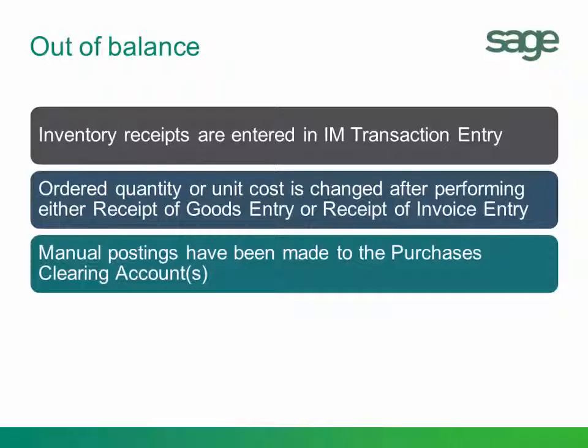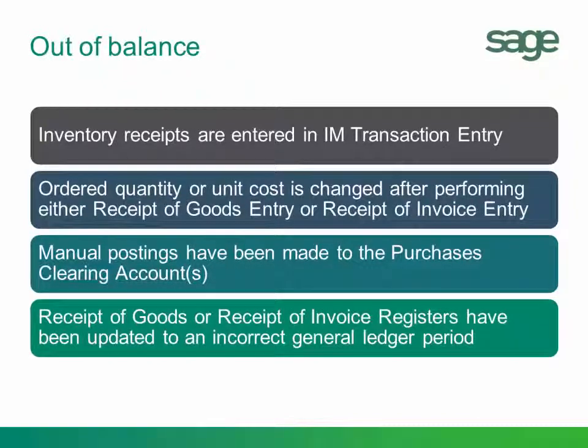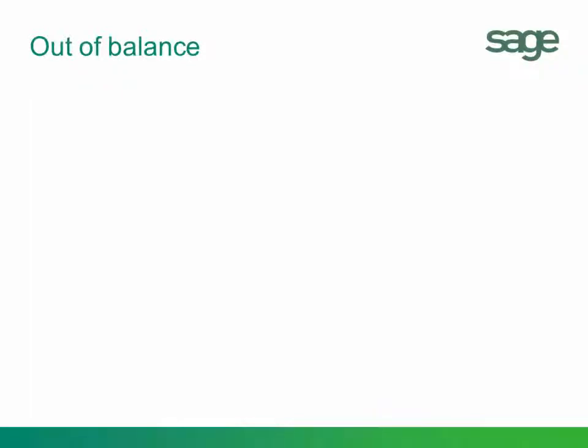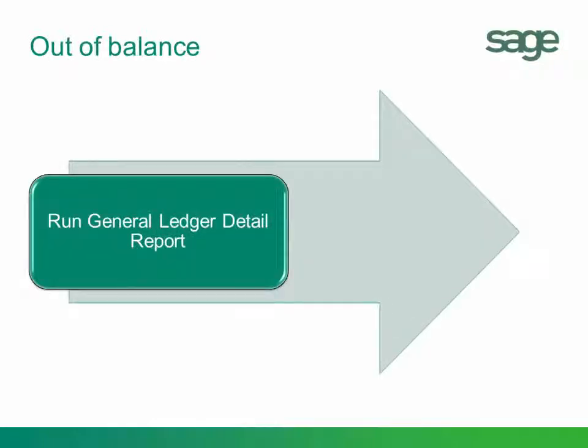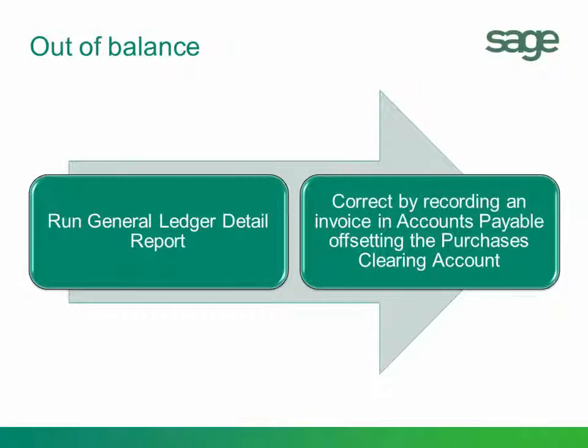Somebody may have done a manual entry to the purchases clearing account, and that would cause a discrepancy. Another reason might be the receipt of goods register or the receipt of invoice register was updated to an incorrect general ledger period. So in order to help determine what's going on and help us solve the mystery, we want to run the general ledger detail report. Now, if we are out of balance, we run the general ledger detail report, and if it's due to a receipt transaction that was entered in inventory, we need to record that receipt in accounts payable. So let's take a look.